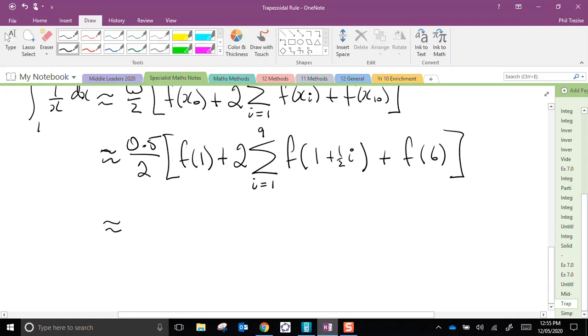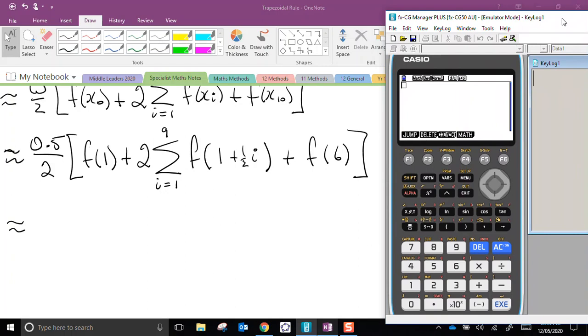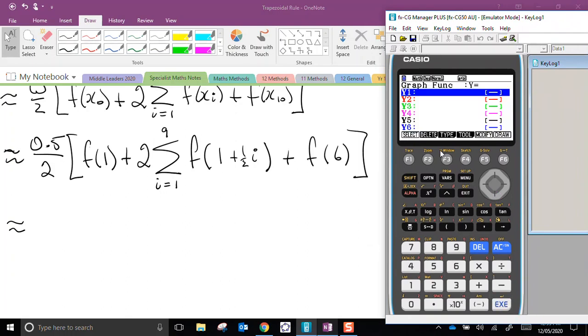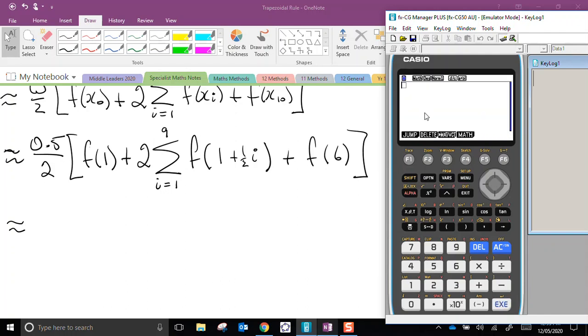Now it's time to get our calculator going, and we'll take a look at how we would operate this on the calculator. Let's just bring the calculator into the side there. So the first thing I need to do is pop over onto my graphing app and tell the calculator that the function we're dealing with is 1 over x, stored there in variable number 1. If I have a quick drawing of that, there it is, that's our graph. Now most of the work is going to happen back here on the Run Matrix menu.